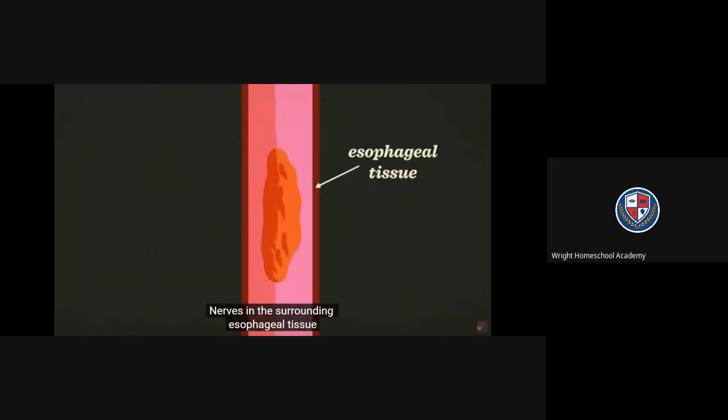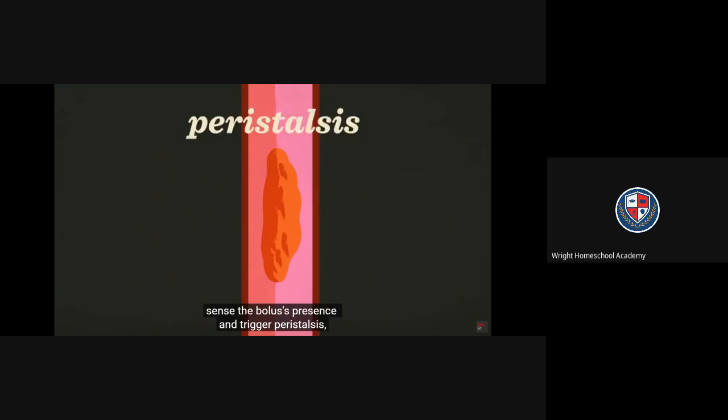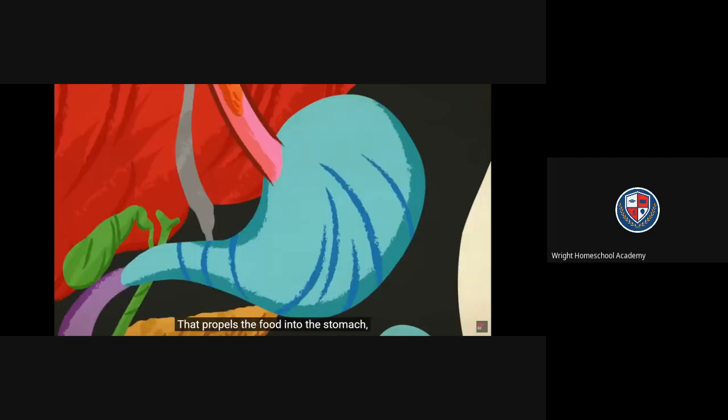Nerves in the surrounding esophageal tissue sense the bolus's presence and trigger peristalsis, a series of defined muscular contractions. That propels the food into the stomach, where it's left at the mercy of the muscular stomach walls, which pound the bolus, breaking it into chunks.